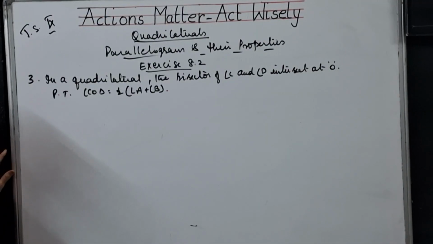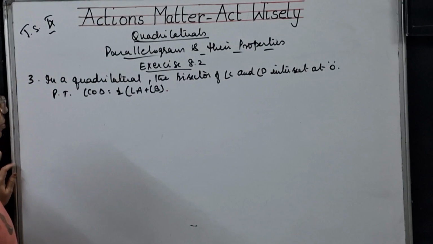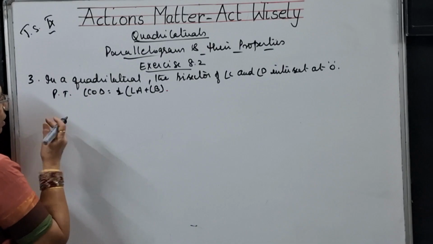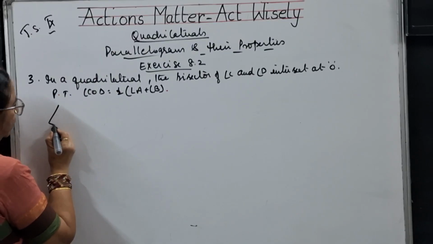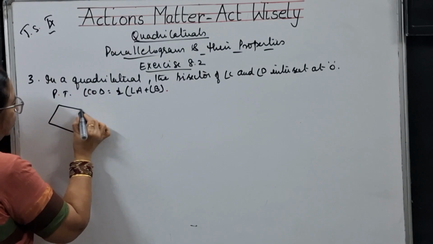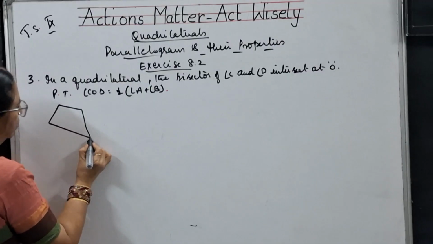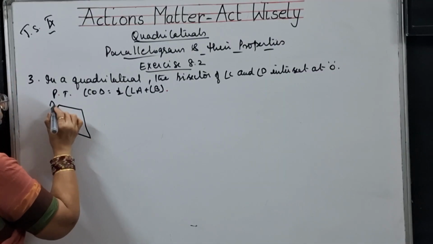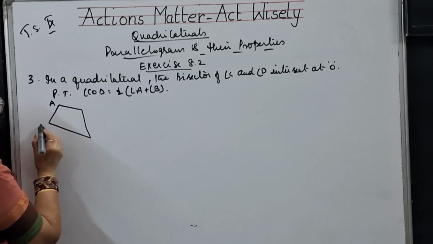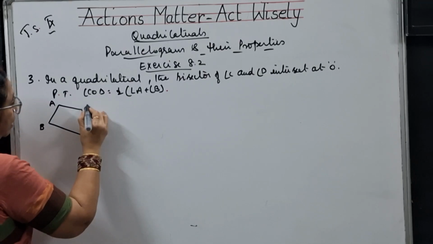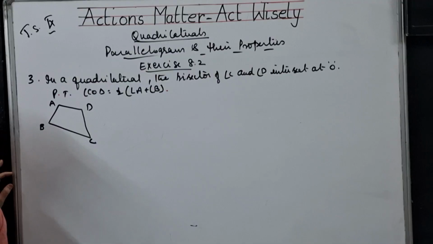Now, third problem, children. In a quadrilateral, the bisectors of angle C and angle D intersect at O. Prove that angle COD is half of angle A plus angle B. So, let us first draw a quadrilateral. This is a quadrilateral A, B, C, and D. It is a quadrilateral.